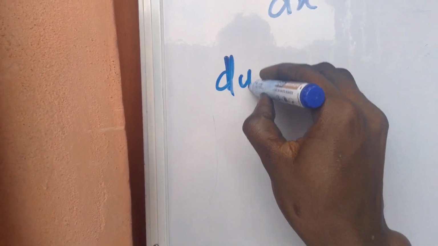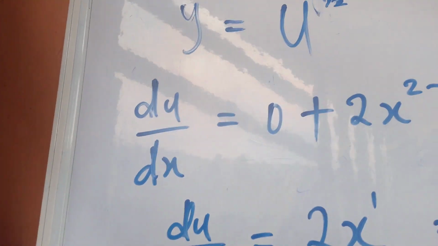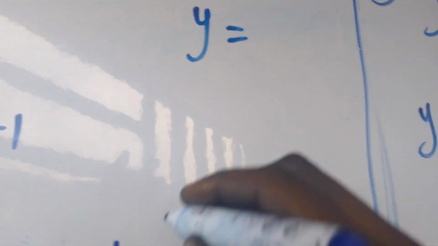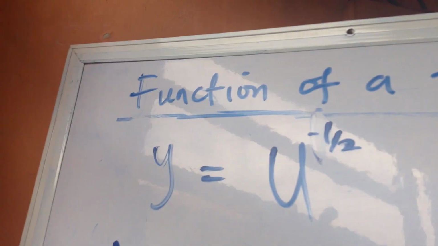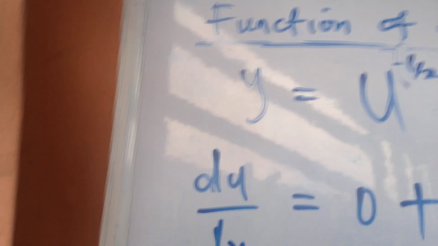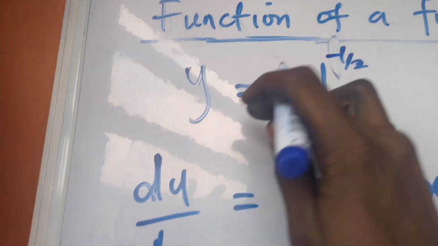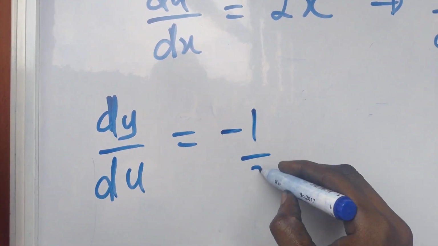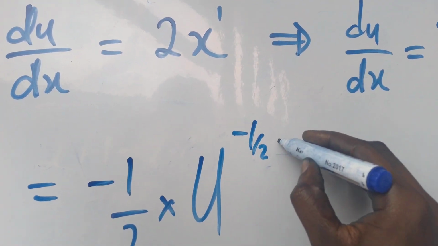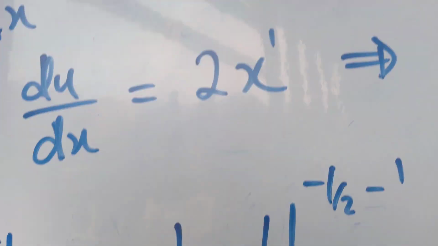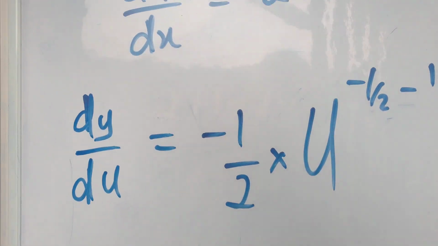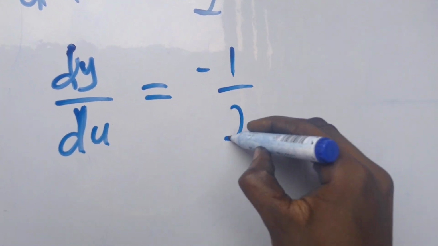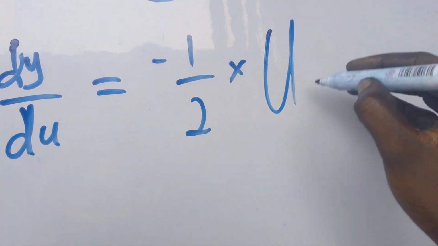And we can find dy du. We also had the value of y as u raised to power minus 1 over 2. So we can then differentiate y with respect to u. You'll be having minus 1 over 2 times u raised to power minus 1 over 2 minus 1. You minus 1 from it, you bring the minus half down.